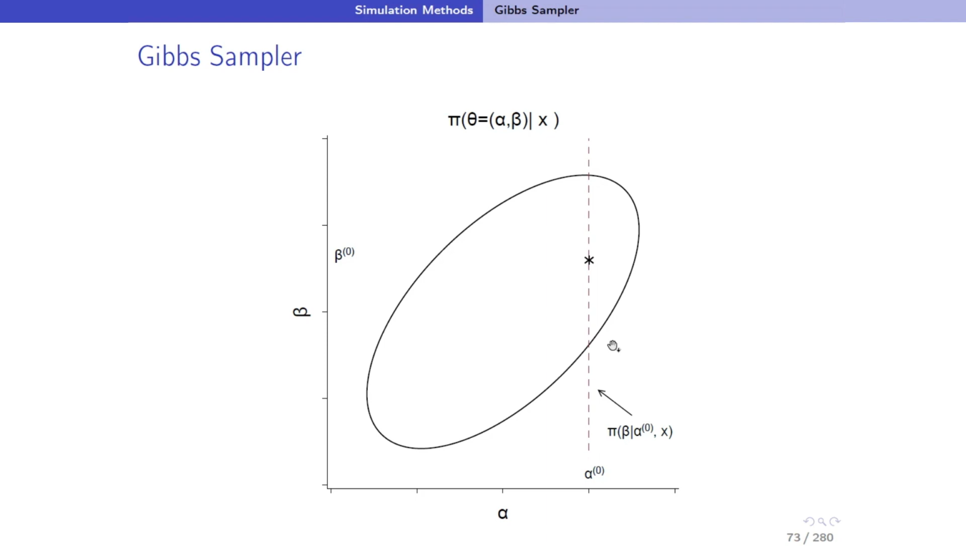Okay, just draw a sample, and then you turn around and look at the other way, and this gives you the conditional distribution of alpha given beta. And you sample along this conditional distribution. You do it one by one, and you repeat this many times, and this is what Gibbs sampling does.